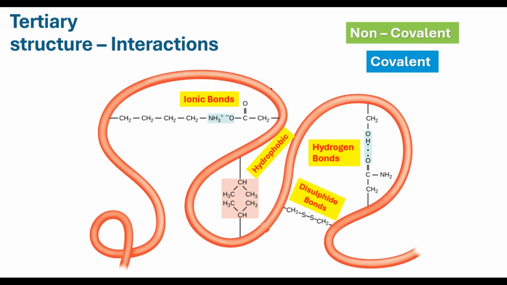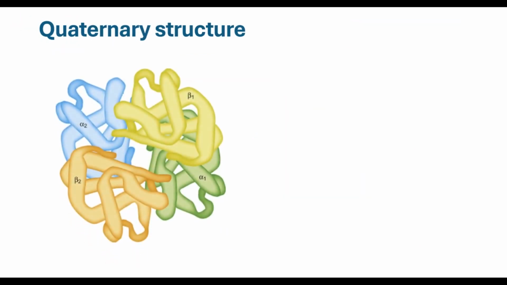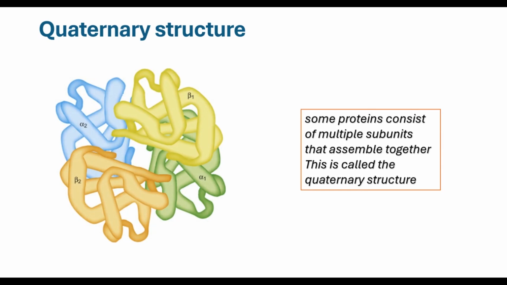And finally, we have quaternary structure. Some proteins consist of multiple subunits that assemble together. This is called the quaternary structure. Each subunit has its own primary, secondary, and tertiary structures. These subunits are held together by non-covalent bonds.